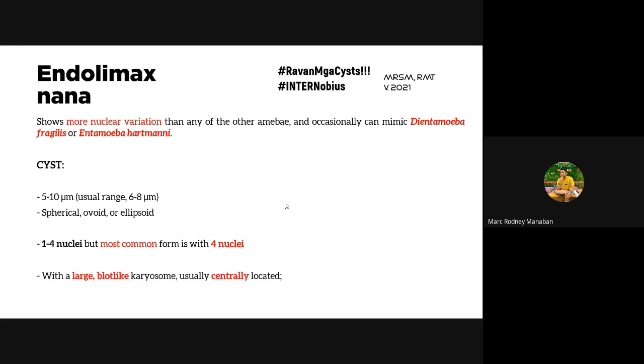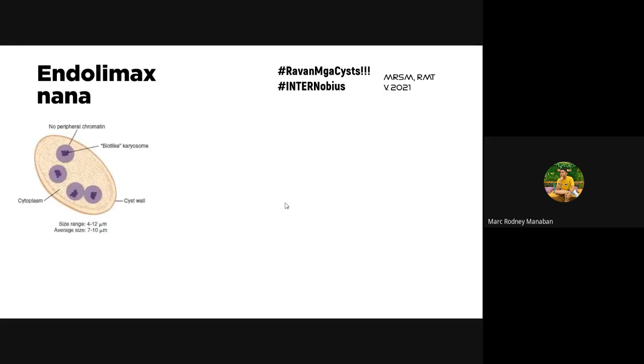And aside from that, the caryosome is blot-like. When you say blot-like, it sounds wrong, charot. A blot-like caryosome has an appearance similar to a ball pen blotting on paper. So it is a blot-like caryosome, and centrally located. And of course, in the genus Endolimax there are no chromatoidal bars or peripheral chromatin. Here is an example of the cyst illustration. It's oval, ellipsoid, with no peripheral chromatin, and a blot-like caryosome, like a hidden Mickey, charot.